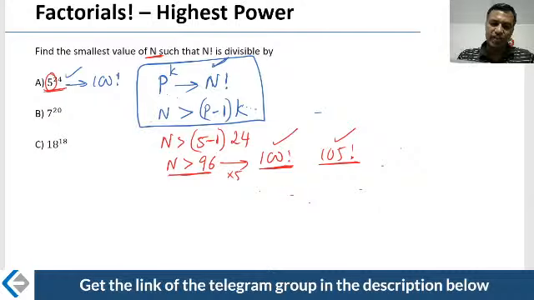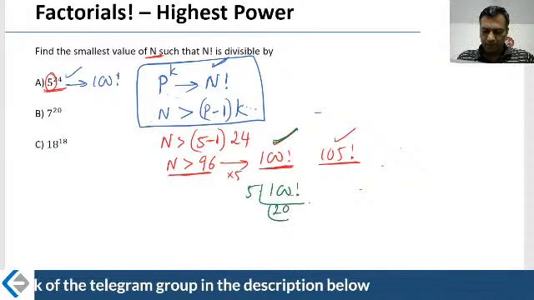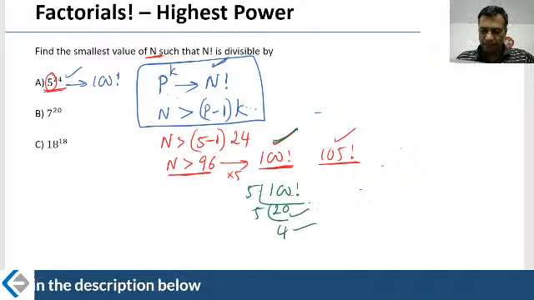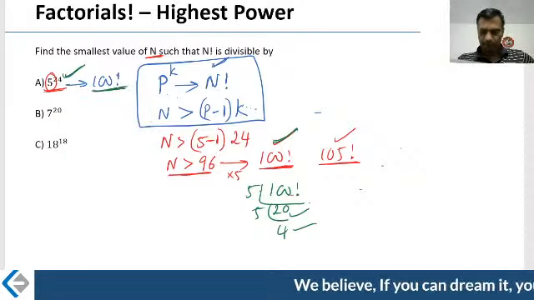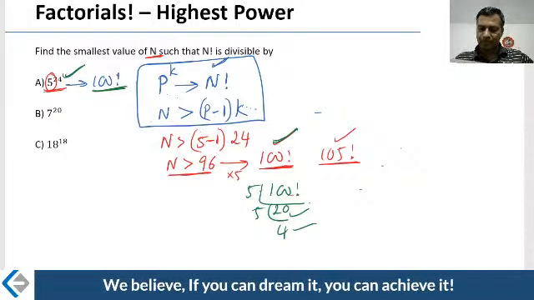Therefore, you should check back. What do you mean by check back? Take this 100 factorial, because most likely the first one is the answer. Divide by 5: 5 20 times, 5 4 times. Did I get my 24 back? Was that the number required? Yes. Therefore, my answer is 100 factorial. If not, go to the next one, 105, and check. Here it is fine.